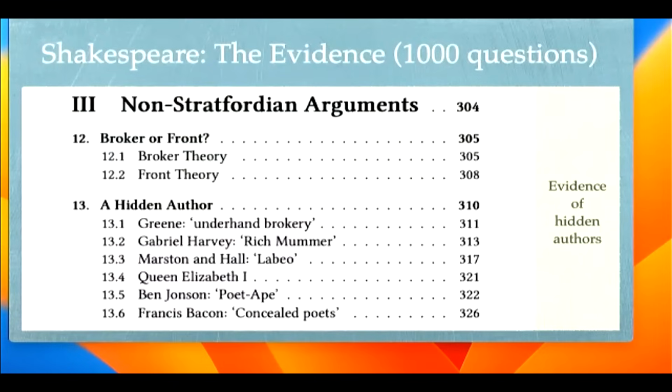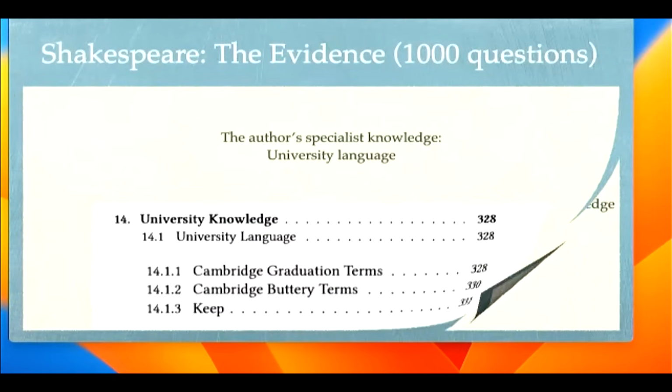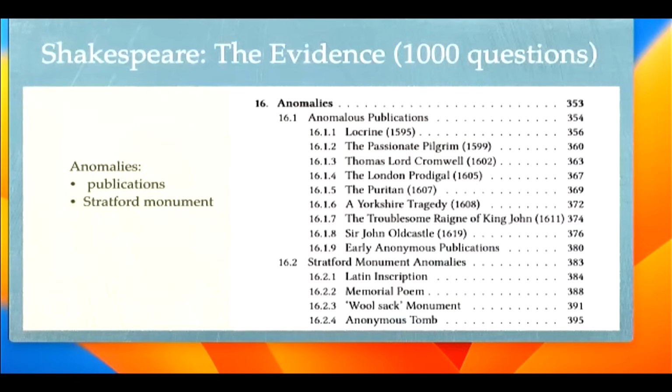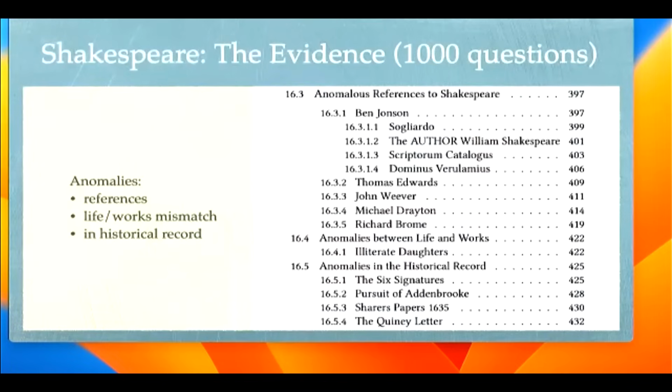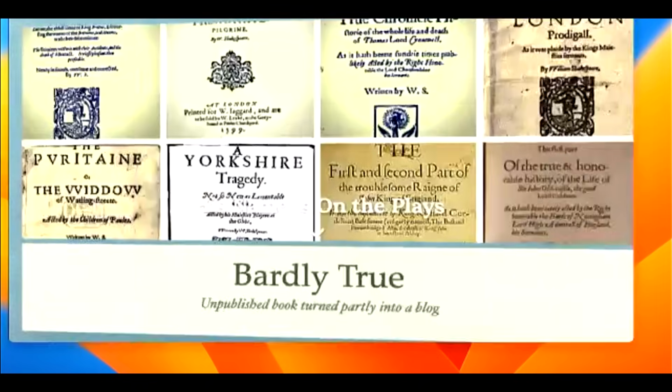So evidence of hidden authors generally and specifically relating to allusions to the Shakespeare works. The author's specialist knowledge, starting with university language, with some geographical knowledge, very partial entries there. Still to come, foreign language sources, law, noble pursuits, music is another one I have to add to the list. And then anomalies, publications. So Paul Edmondson said to me once, what anomalies? Publications, anomalies on the Stratford Monument, references, life-work mismatch, anomalies in the plays, poems, personal writerly collections, artifacts, etc.